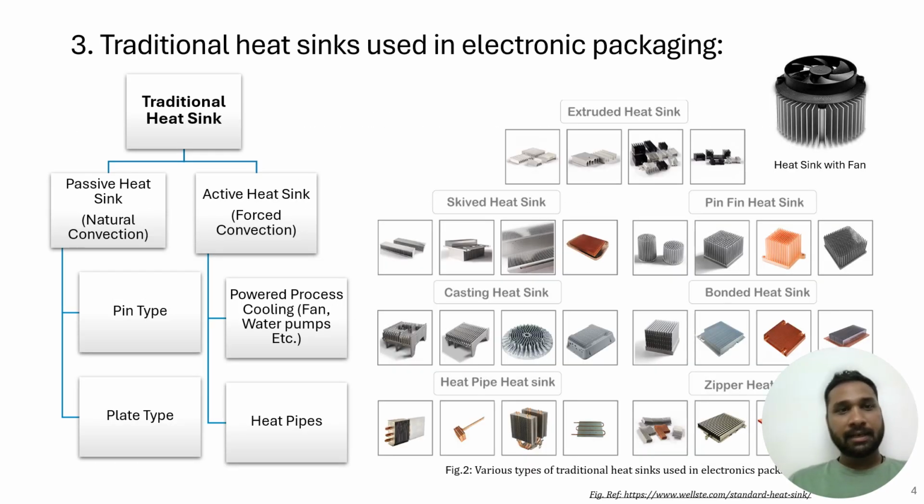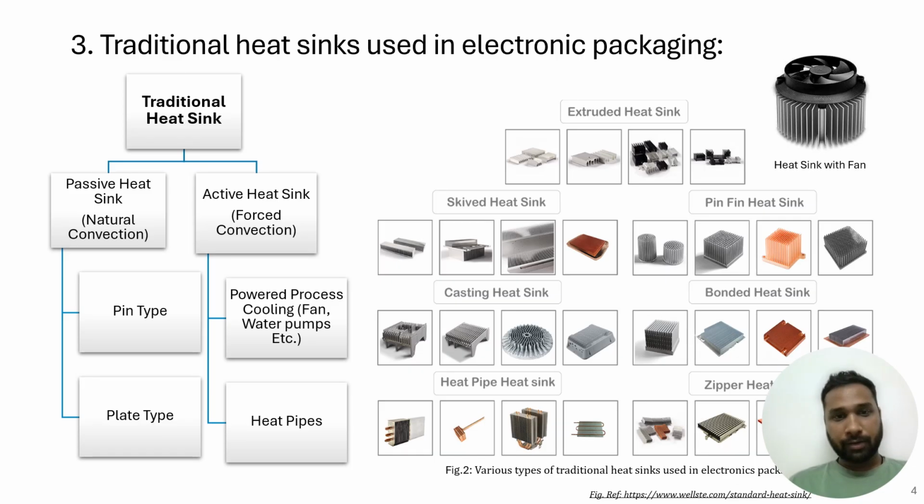So moving on to traditional heat sinks used in electronic packaging. Generally, traditional heat sinks are divided into two types: passive heat sinks and active heat sinks. Passive heat sinks use natural convection, whereas active heat sinks use forced convection. Passive heat sinks are then subdivided into pin type and plate type. Then they can be subdivided into many categories depending upon the manufacturing process, like casting, forged, extruded, and skived type.